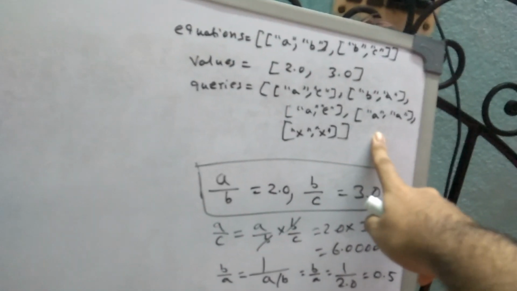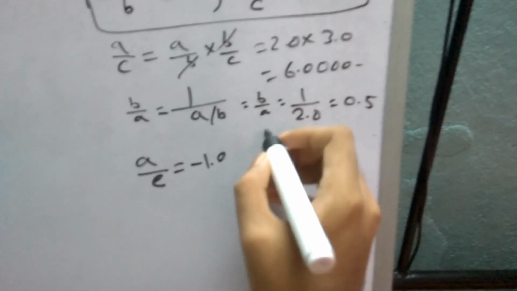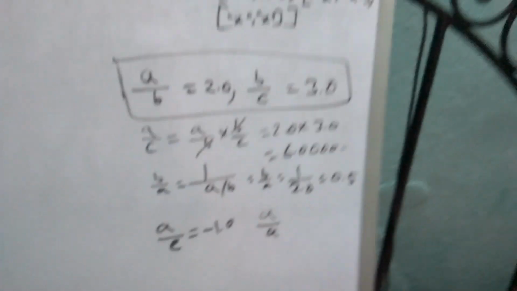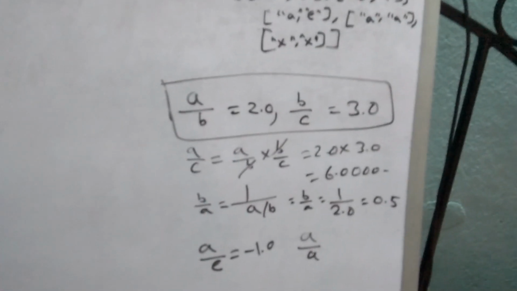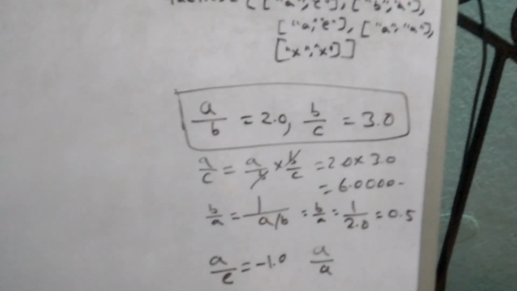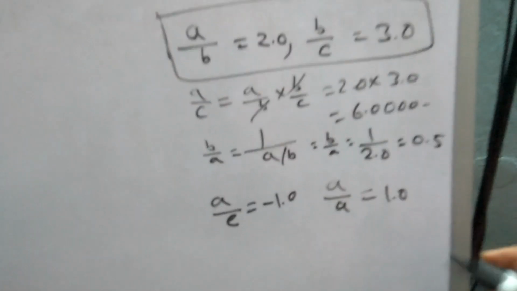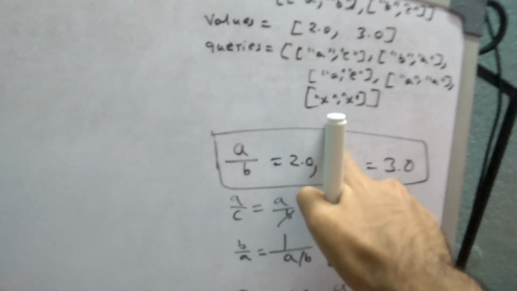Now a comma a, so a comma a is basically a by a, so we don't really need to know what the value of a is, because anything divided by itself is obviously 1.0. And the last one is x comma x.